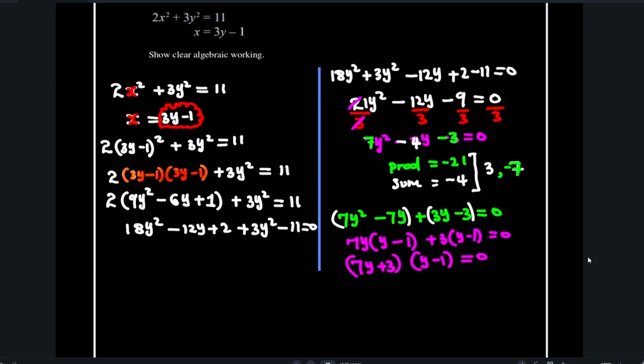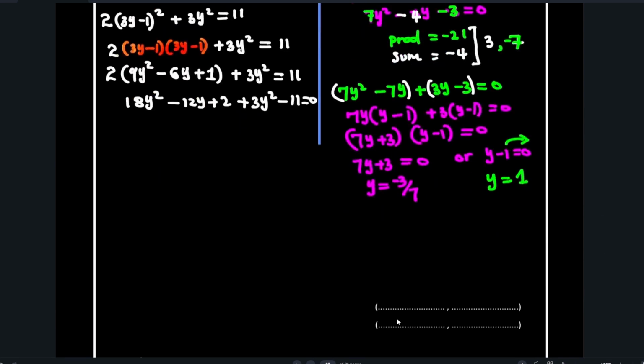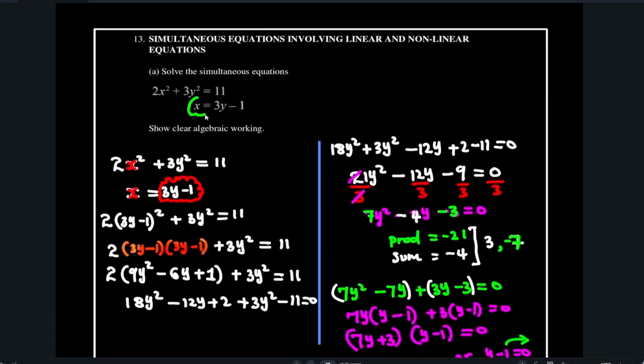Therefore, we can solve for y in each case. So we can say 7y plus 3 equals 0, or y minus 1 equals 0. From the first part, 7y plus 3 equals 0. If you take 3 to the other side, it becomes a minus, and divide by 7 both sides to get that answer. And here we are getting y equals 1, because if you take 1 to the other side, it becomes positive. We have two values of y. Then we can go to the second equation here and try to find the value of x. How do we go about it?